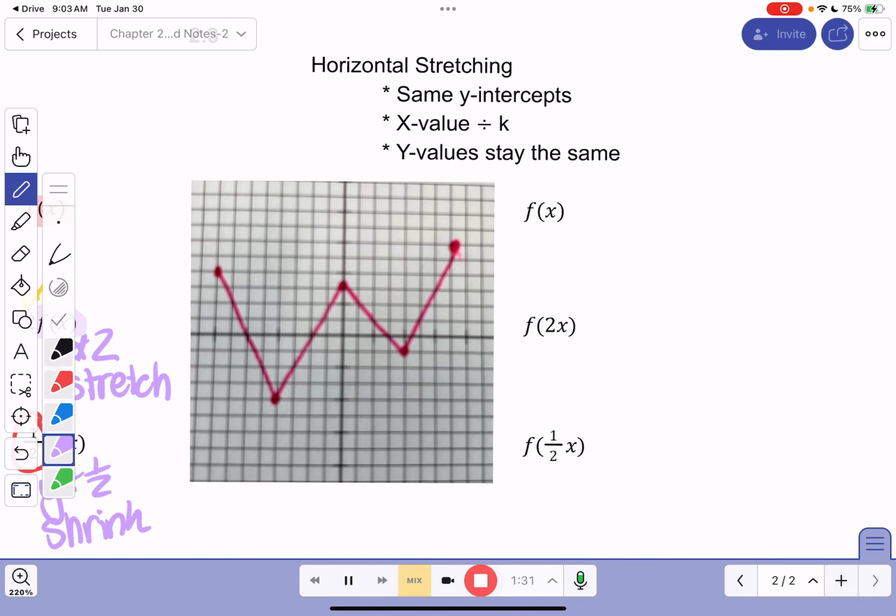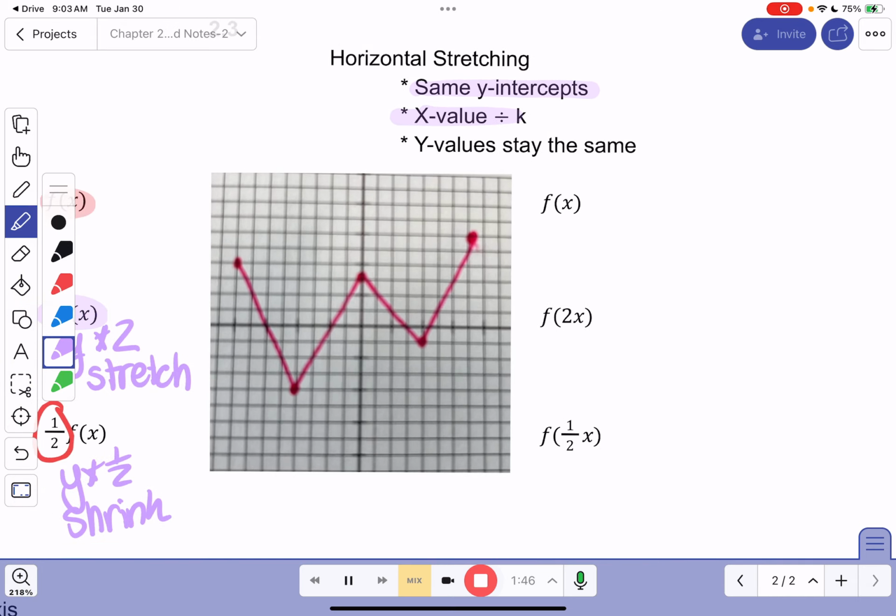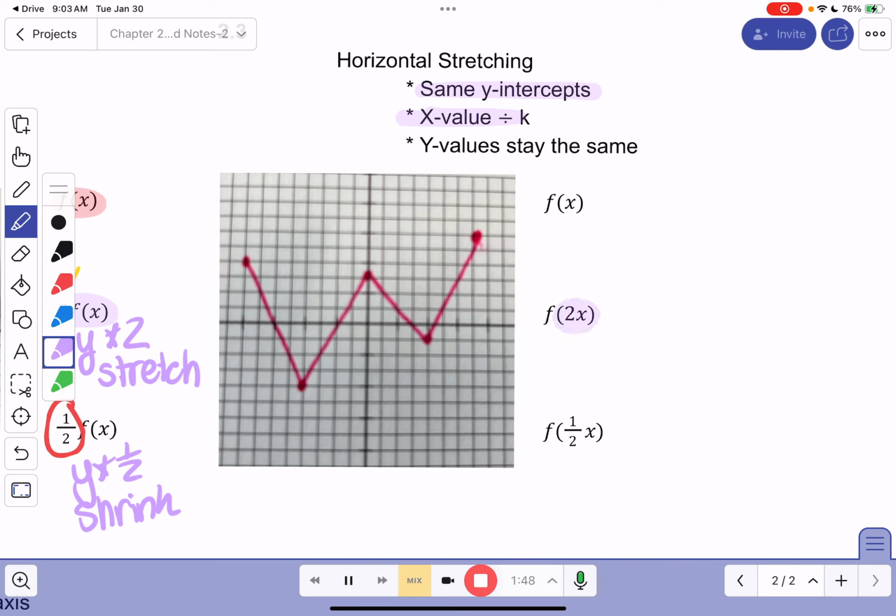Horizontally is the same idea, except now we're talking about left and right. So instead of the x-intercepts staying the same, the y-intercepts are going to. And just like with our shifts, we're doing the opposite inside. So we're going to take our x value and divide by k, because in here it looks like multiplying, so we do dividing. And for the horizontal ones, the y values stay the same.